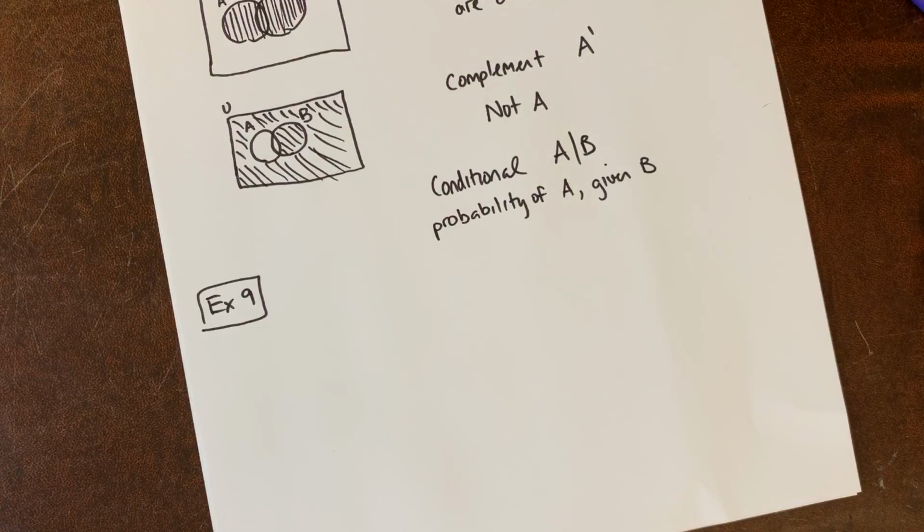In example 9, they have students chosen at random from a class, and then there are classes, an ESS class, a geography class, and they're labeling that as E, G, and then it looks like there's an S as well. What's that for?